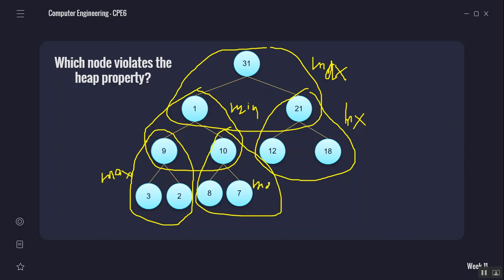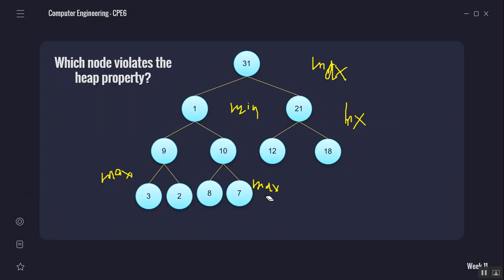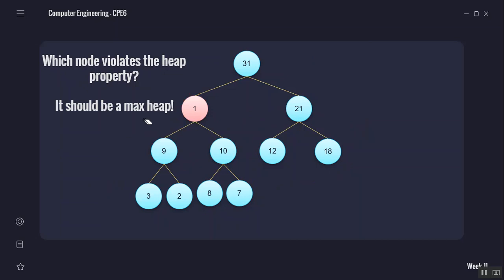So the majority of this complete tree, all of its subtrees except for this one, is a max heap. So we could turn this into a max heap complete binary tree. Let's just remove this part. It should be a max heap because this single node here is the only one violating the property of a heap. So we could use heapify to move this node.